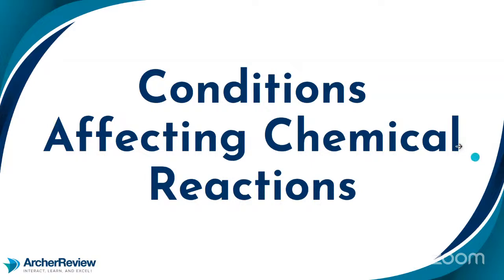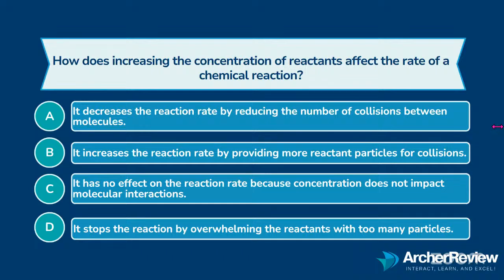Conditions affecting chemical reactions. How does increasing the concentration of reactants affect the rate of a chemical reaction? A, it decreases the reaction rate by reducing the number of collisions between molecules. B, it increases the reaction rate by providing more reactant particles for collisions. C, it has no effect on the reaction rate because concentration does not impact molecular interactions. Or D, it stops the reaction by overwhelming the reactants with too many particles.